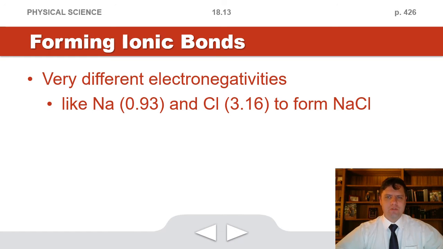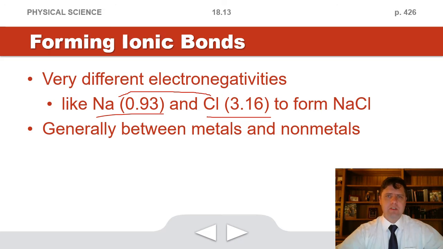Whenever these come together to form sodium chloride, notice here that chlorine has an electronegativity of 3.16, whereas sodium has an electronegativity of 0.93. So there is a large difference of electronegativity between chlorine and sodium, which means that this is an ionic bond. And generally between metals and nonmetals, which means the things from the left side of the periodic table with things on the right side. So that's usually where we find the ionic bonds happening, is metals with nonmetals.